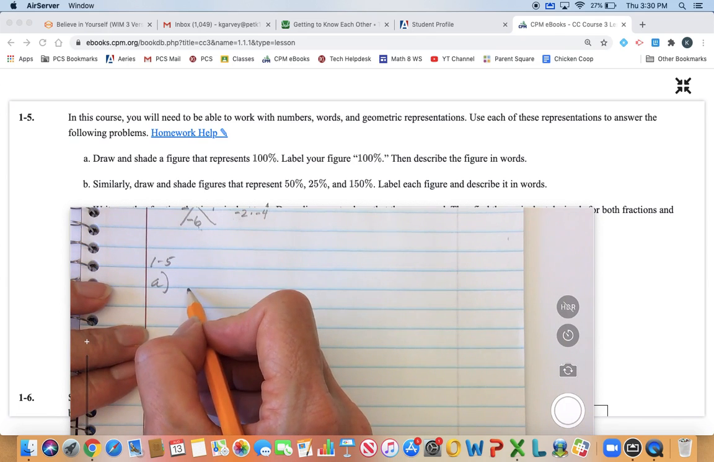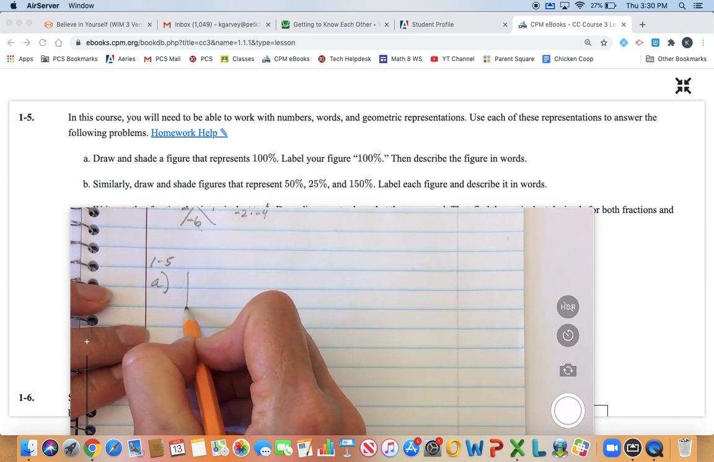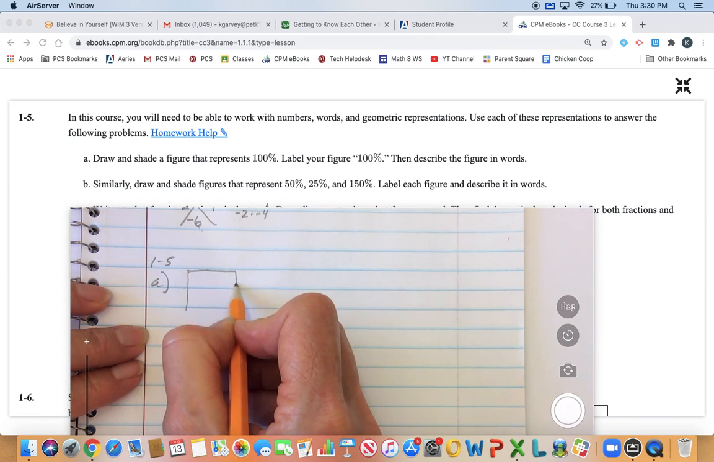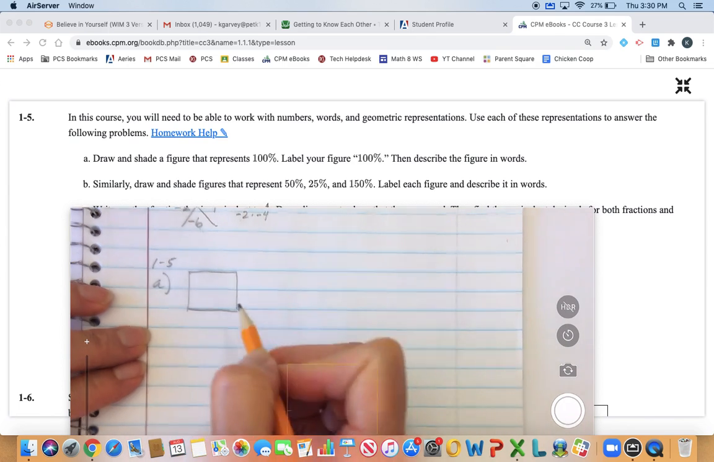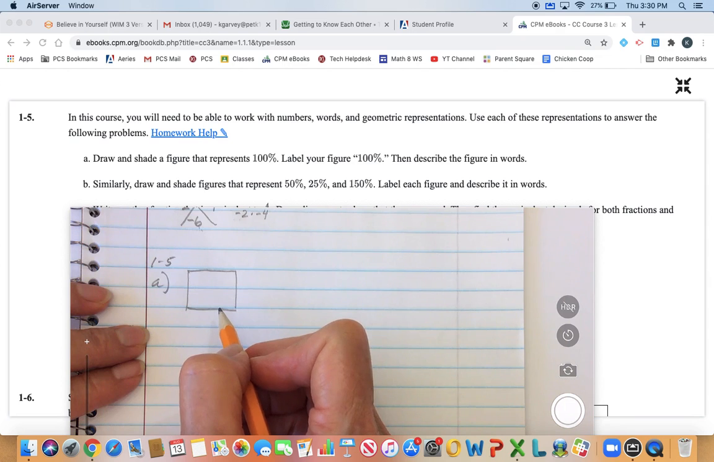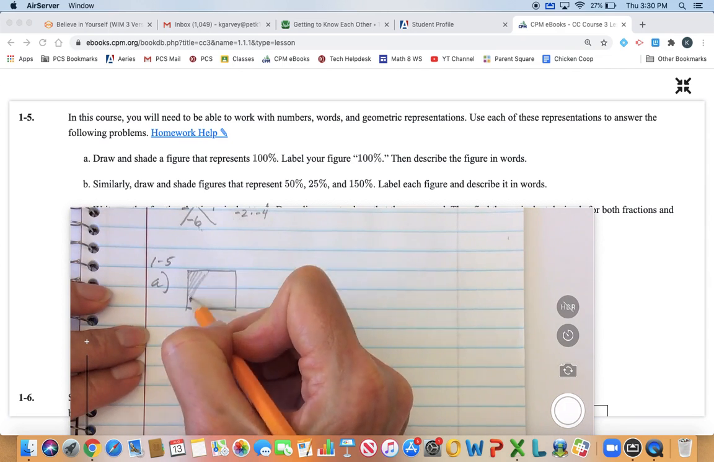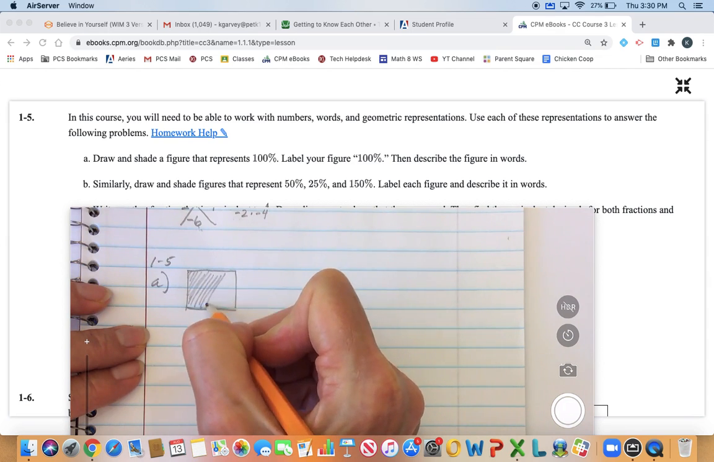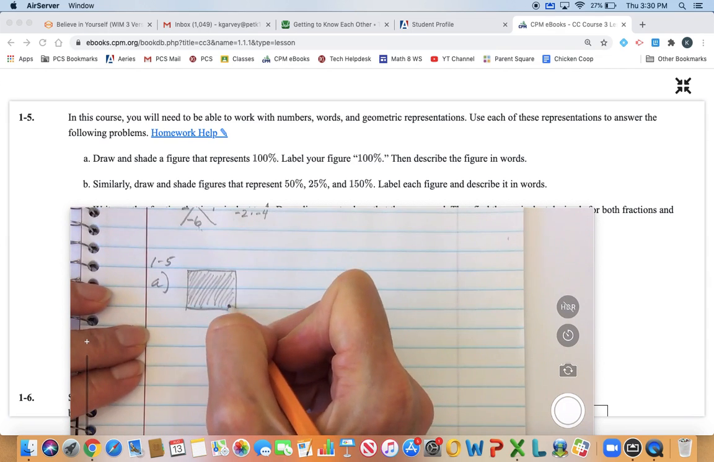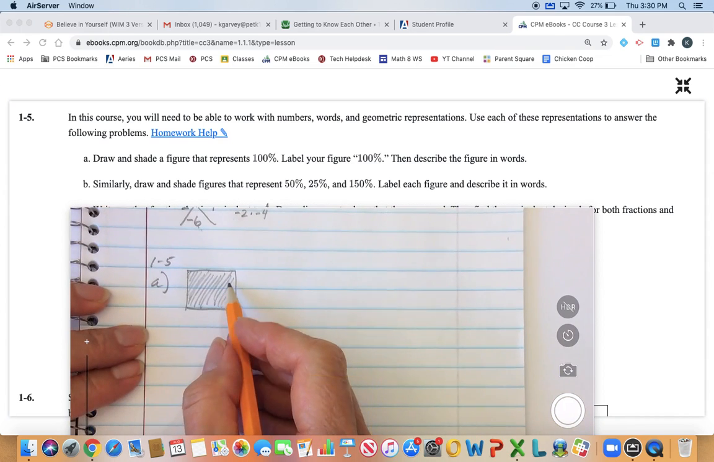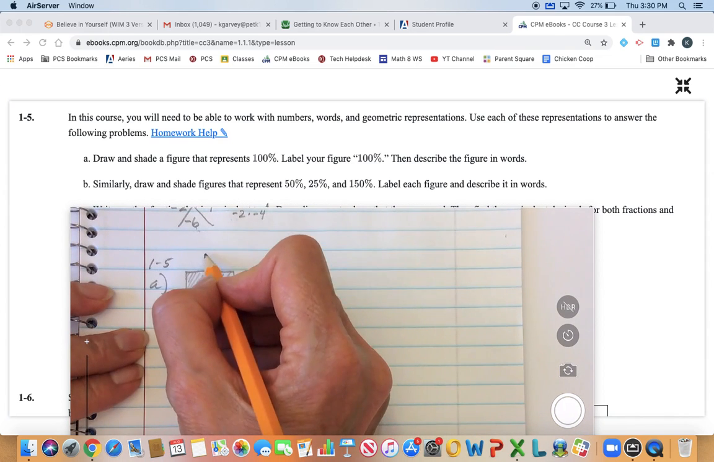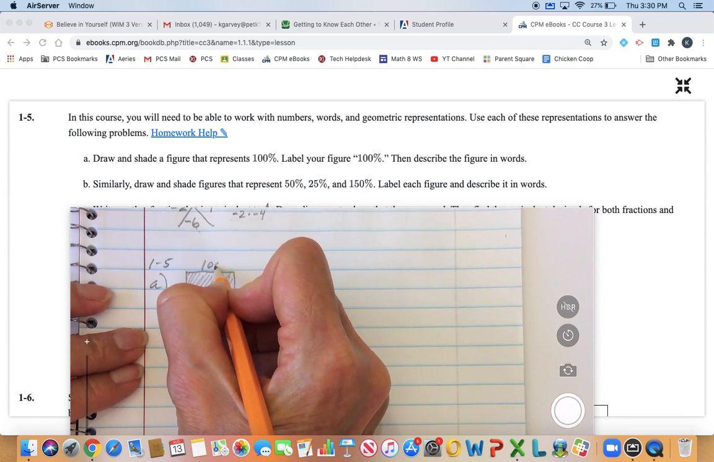Well, I could draw any kind of figure, but it's really easy to work with rectangles. So I'm just going to draw a rectangle. And 100% means the whole thing. So 100% is one whole thing. So I'm shading the whole thing in. And then I'm going to label this 100%.